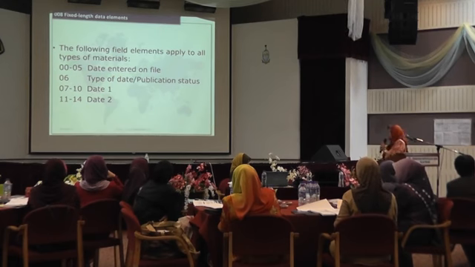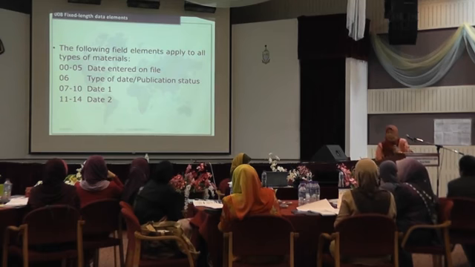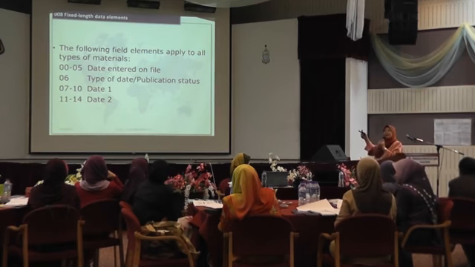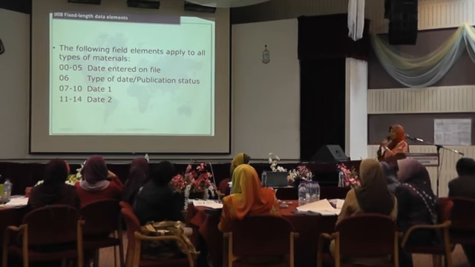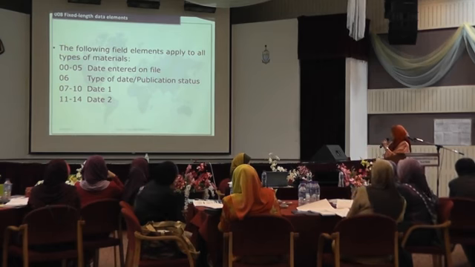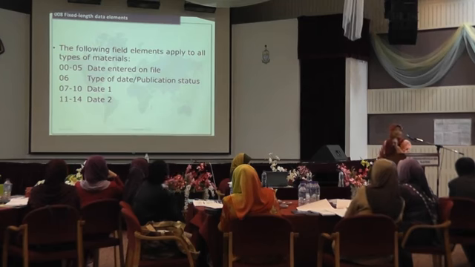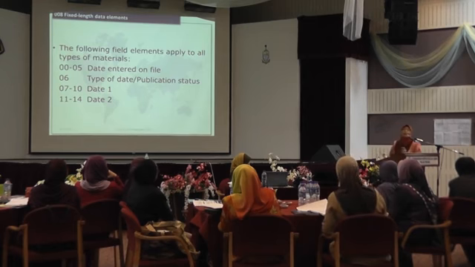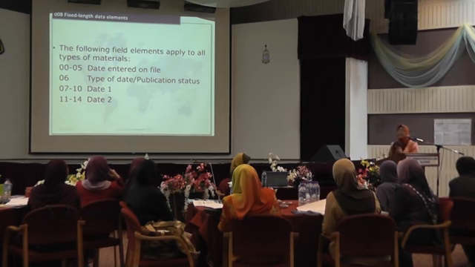So this is the type of date, your publication status. Nanti kita tengok tu, when you look at the other slide, you will see dia punya information about it. Now the position 07 to 10 will be the date 1, your first date, and then you have 11 to 14, your date 2, your second date.